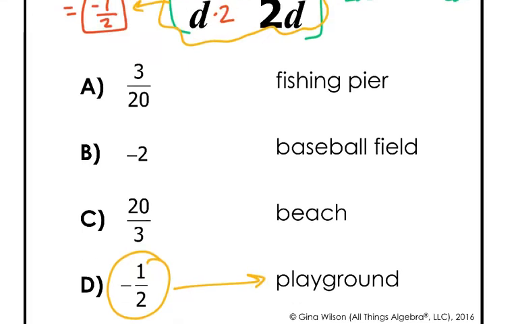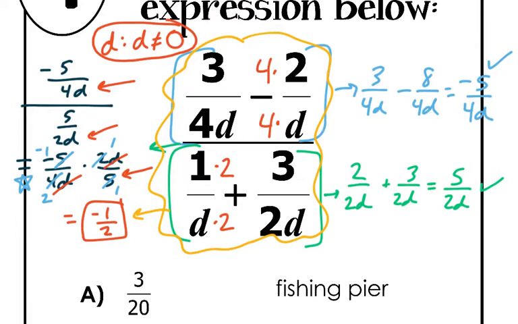So complex fractions are really complex by name. But if you're okay with your steps, combine the numerator into one fraction, combine the denominator into one fraction, multiply by the reciprocal, checking your domain, and then just simplify all over the place. Great job, folks. That's the end of complex fractions, and that's the end of section P.5.